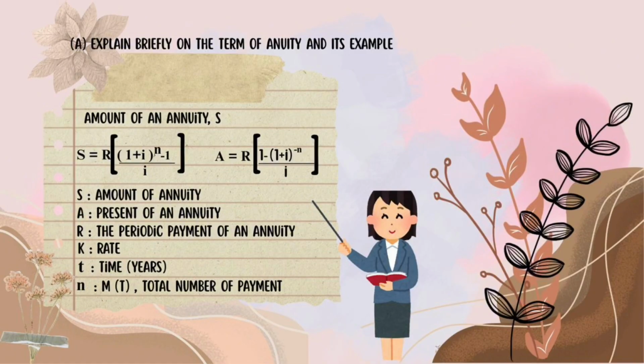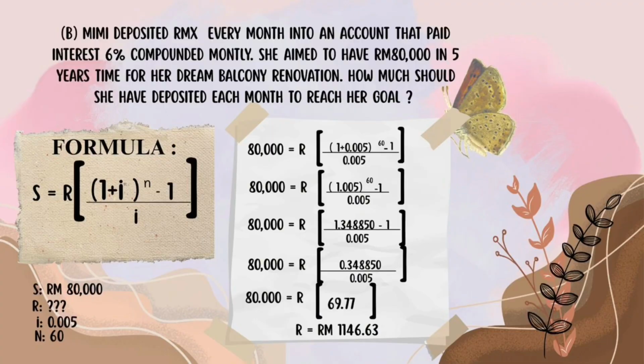For example, if you deposit RM 2,000 every month into a saving account for 5 years, that's an example of an annuity. Question B is Mimi deposited RMX every month into an account that paid interest 6% compounded monthly. She aimed to have 80,000 ringgit in 5 years' time for her dream balcony renovation. How much should she have deposited each month to reach her goal?